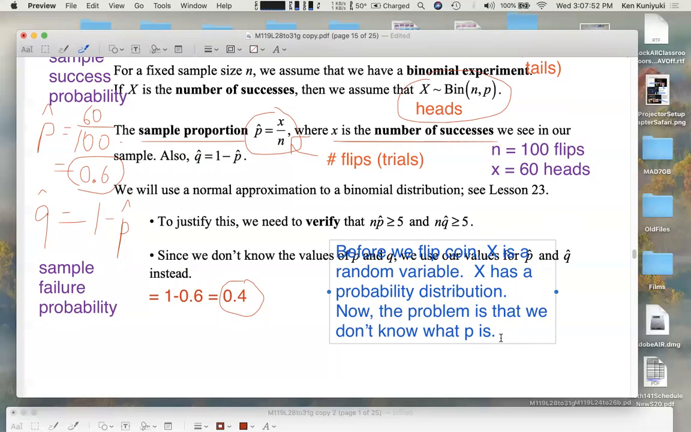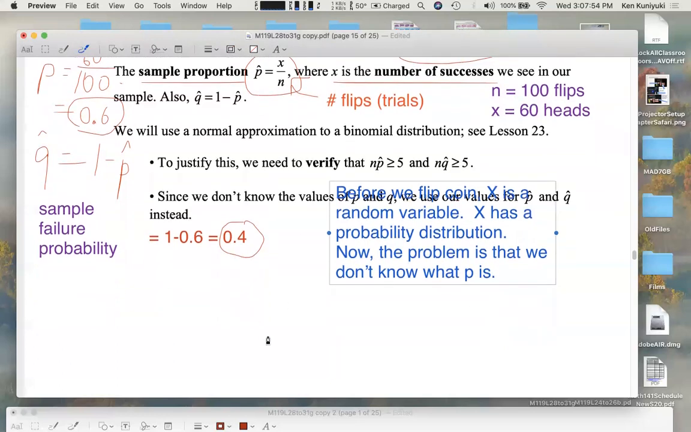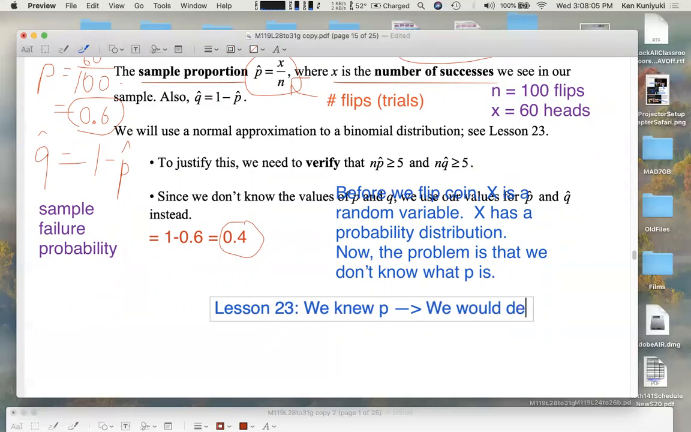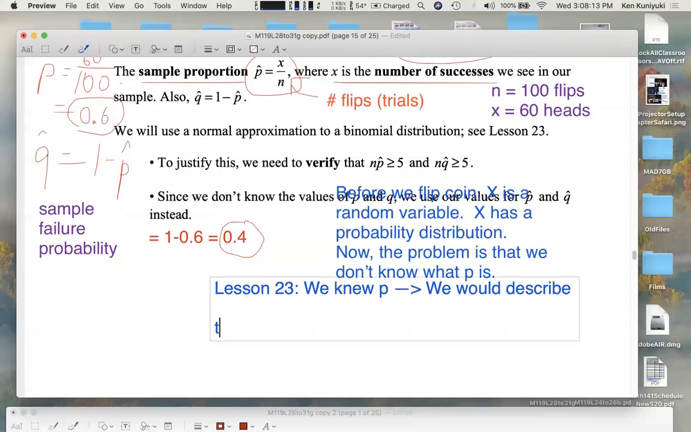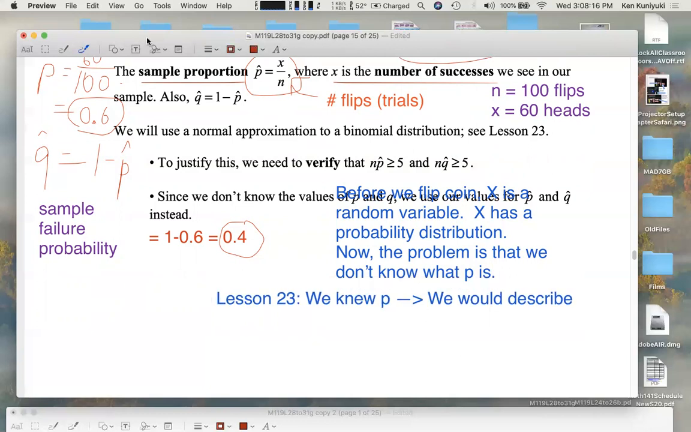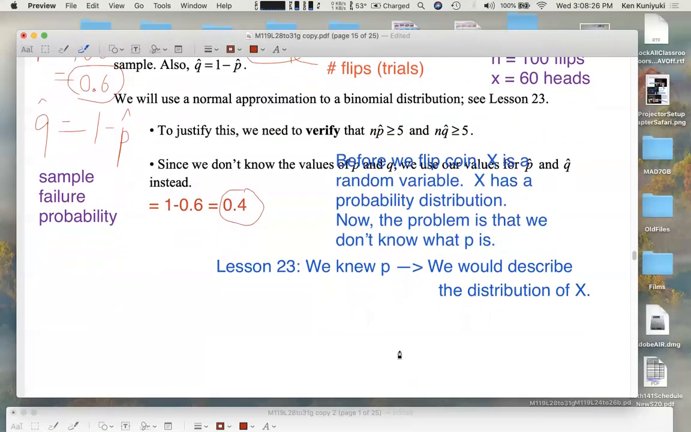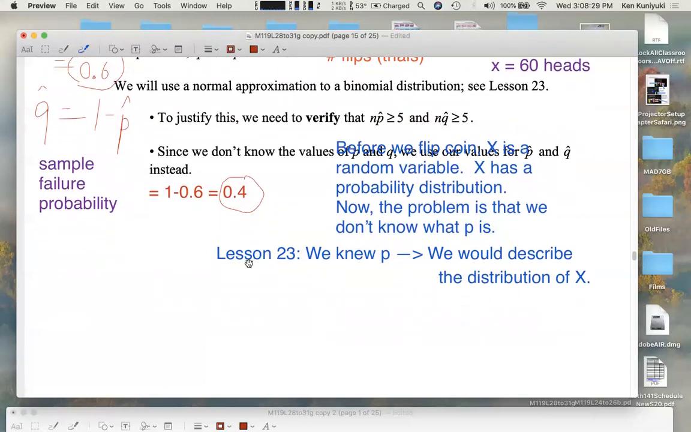So in fact, here's the idea. Before, in lesson 23, we knew what p was, and then we would describe the distribution of X. So we get some handle on what we think X could be, what could be the number of heads we actually get. But now we're going to do something different.